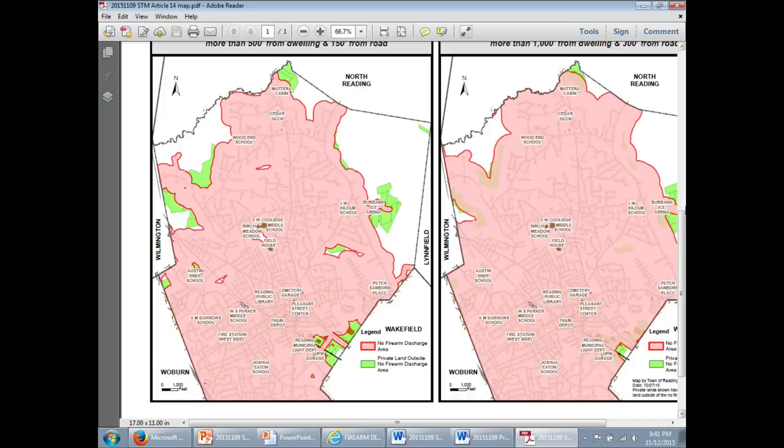So that's kind of how we got to where we got. I mean, we looked at 750 and 200. It was a progression. And it struck me that when we got to a certain number and the map looked a certain way, it was time for the committee to consider it as a group and see if that was a reasonable compromise to both public safety, common sense, and property owners' rights. And so that's how we got where we are.